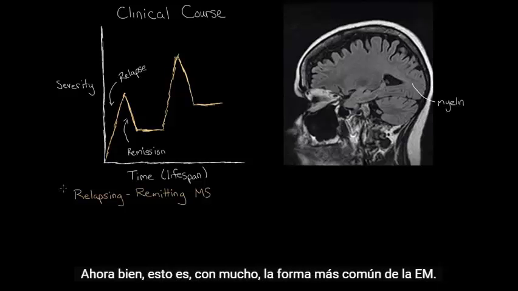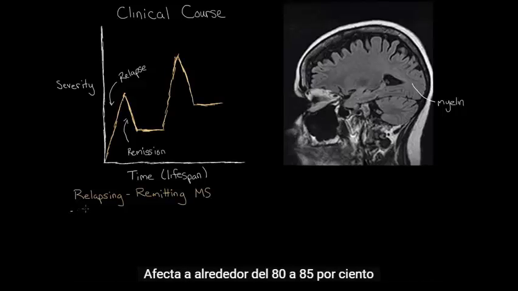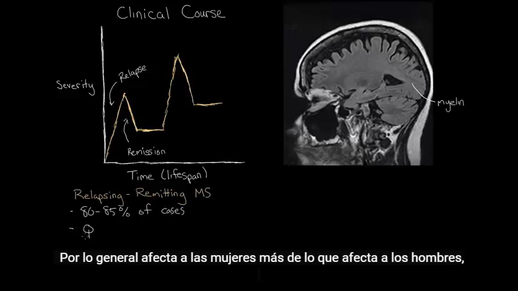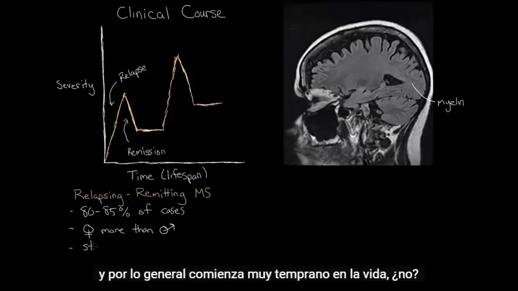Now, this is by far the most common form of MS. It affects about 80 to 85% of all multiple sclerosis cases. It typically affects women more than it affects men. And it usually starts pretty early in life, right? Usually when people are in their 20s.